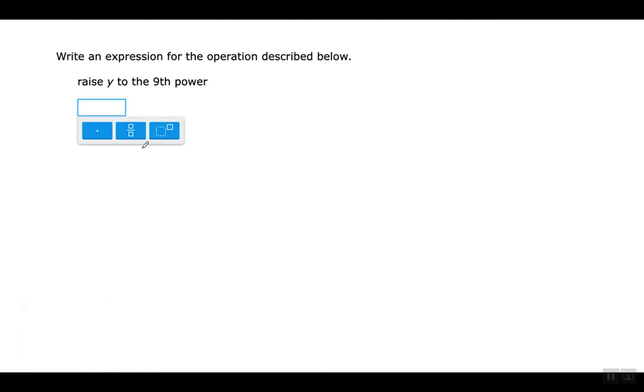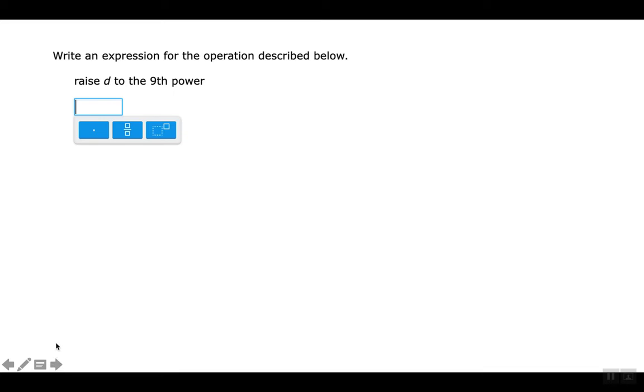This one's easy. Raise y to the 9th power. Y con un exponente de 9. Power quiere decir el exponente de 9. So you got to use this button right here. Este botón to write y to the 9th power.